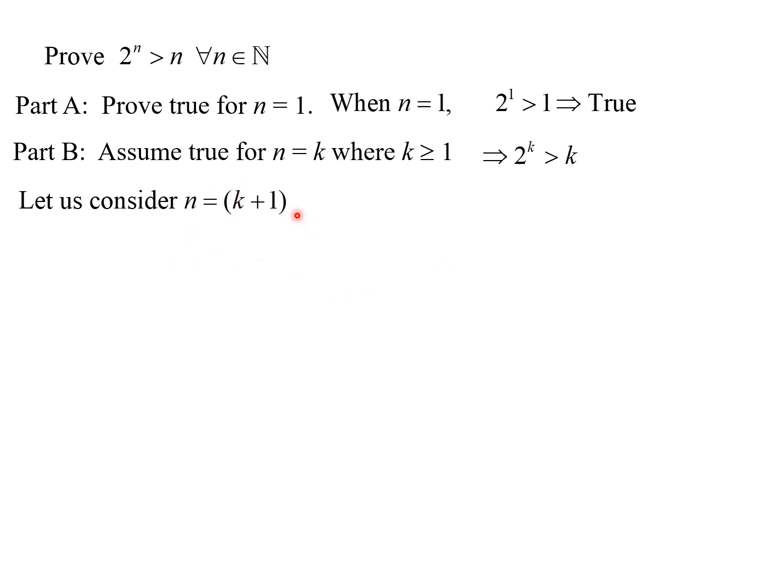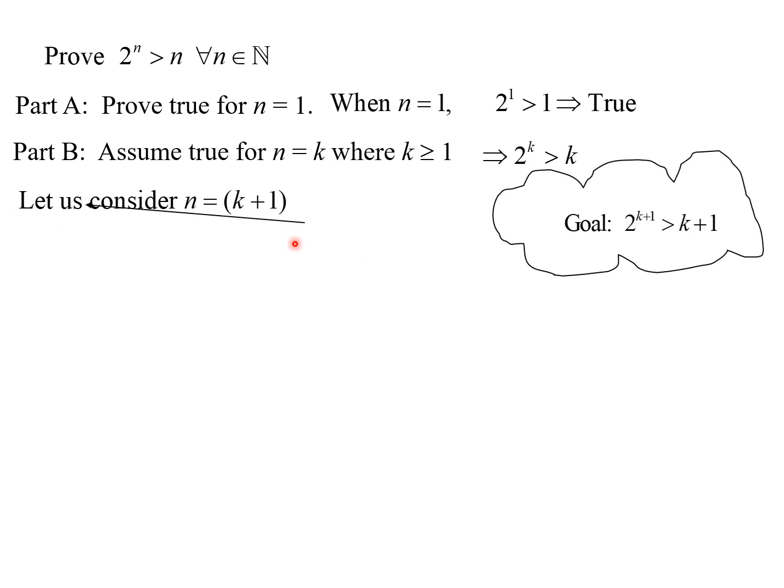And for the third part C, we consider n being k plus 1. The successive value of k is k plus 1. And when n is k plus 1, we always need to set the goal first. So we substitute k plus 1 into the original function. So it's 2 to the power of k plus 1 larger than k plus 1. So this is your goal. You need to achieve this goal.